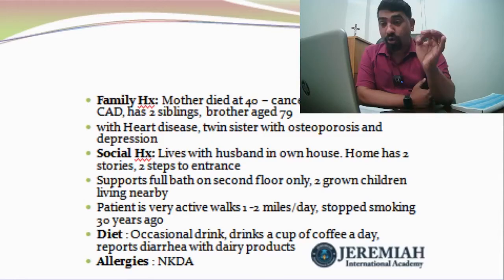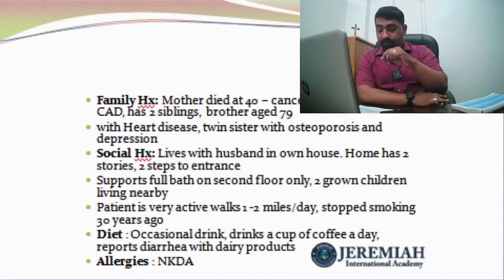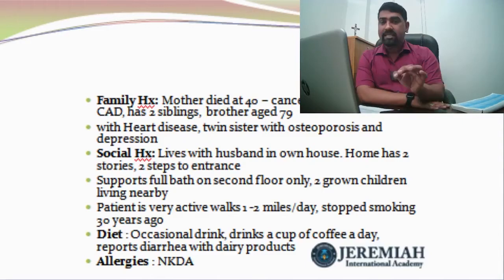For example, in family history you have to look into: mother died at 40, cancer. Father died at 57. And you should look into: has 2 siblings, brother aged 79 with heart disease, twin sister with osteoporosis and depression. All this we need to consider based on whom you are writing to and what the purpose of the letter is.